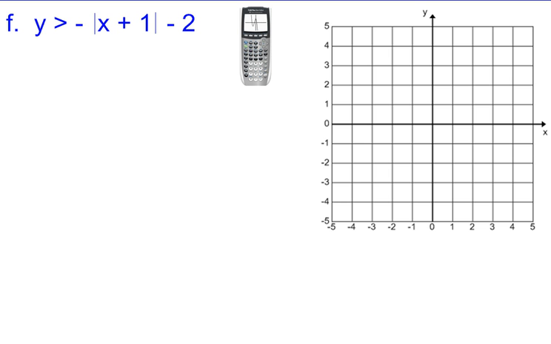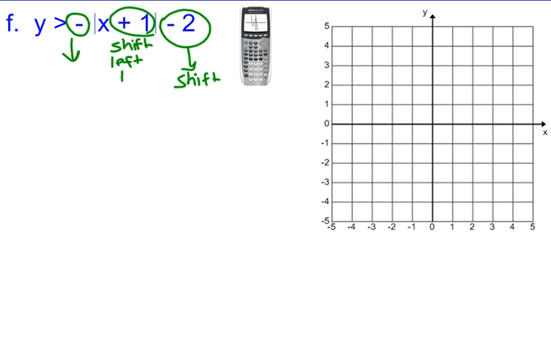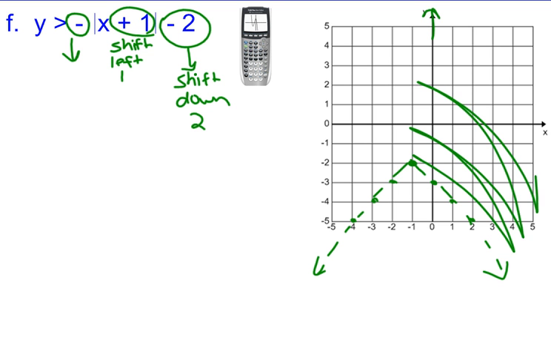Hopefully with F you can look at the inequality and say, okay, this negative tells me it's going down. I think this plus 1 is going to make it shift left 1. And I think this negative 2 is going to make it shift down 2. And that is what happened when you graphed it. So it shifted left 1 and down 2, and it went down. It's greater than, so it's a dashed line, and it goes where y is going greater than, so you should have shaded everything on the outside again.